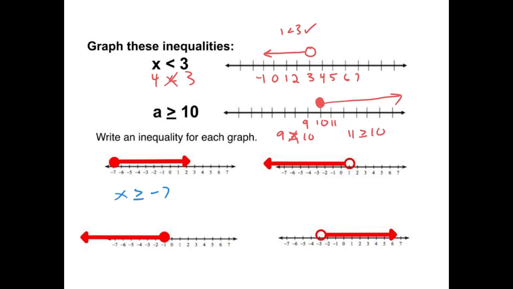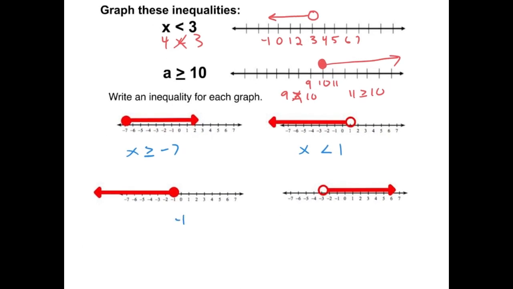Same type of thing on the next one. It's going to be a 1, and I've got an open dot, so that means that I don't need this line. And it looks like all my numbers are smaller than it, so I want to say that x is going to be smaller than, or less than, 1. 1 is going to be bigger than it. I don't need the line because it's an open dot.